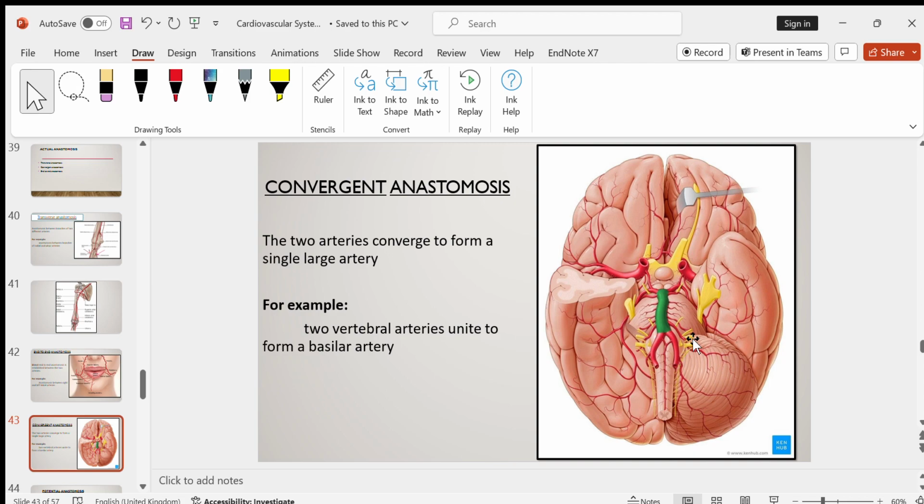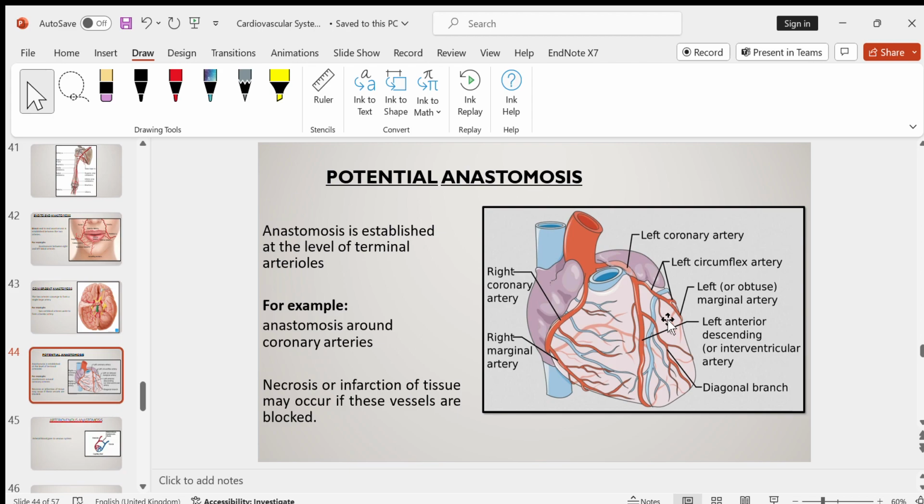Finally, the third one is the convergent anastomosis. In this type of anastomosis, two vessels, for example, we can see here the vertebral arteries of the right and the left side, converge in the center to form the basilar artery. This is an example of convergent anastomosis.